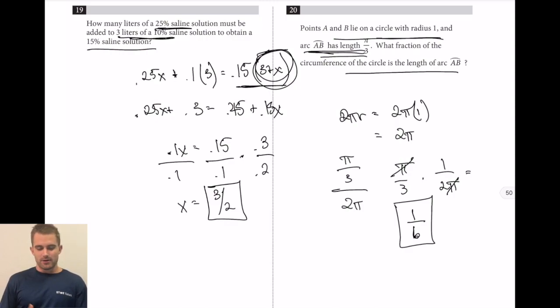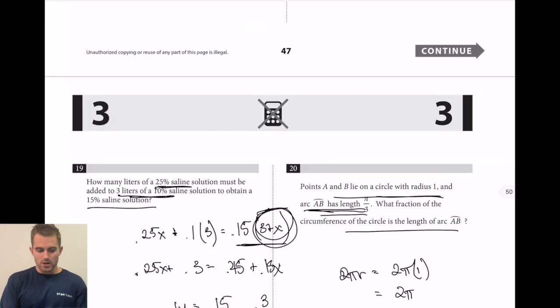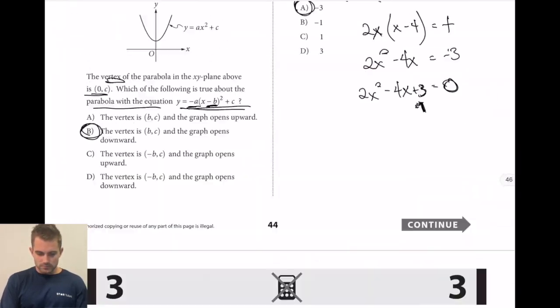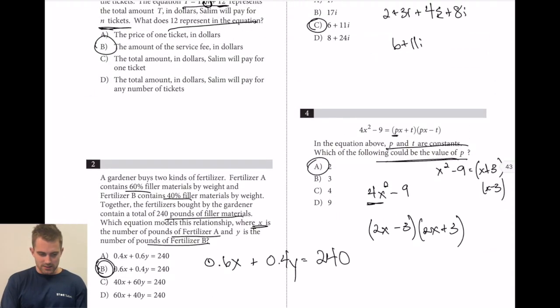Number 19, we'll see if this is right, but number 19 you have to set up. Anytime you have a mixture equation, that's how you have to do it. You have to make sure that the 3 plus x, as you're looking at it on the screen, represents the total amount of liters, and we know that one of them was 3 because that's what we were given. So let's come back up here. Scroll all the way to the top and we'll see how we did.